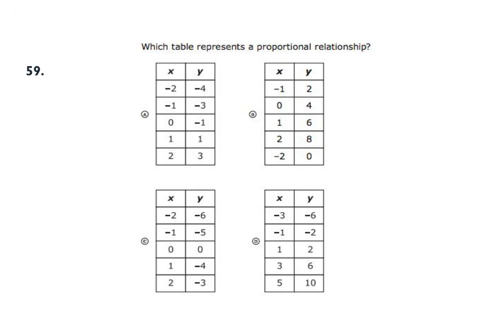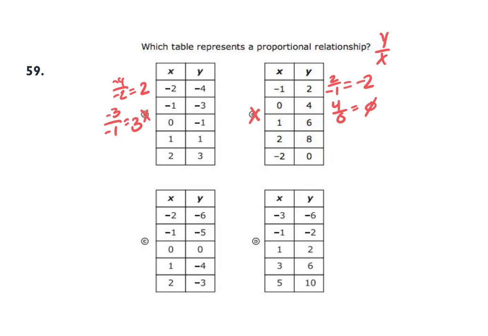Number 59. Which table represents a proportional relationship? So for it to be a proportional relationship, all of them have to be the same. So when we do Y over X, they are all equal. So looking at the first one, -4 divided by -2 gives me +2. -3 divided by -1 gives me 3. Right here, I know A is not proportional. Okay, go to B. 2 divided by -1 gives me -2. 4 divided by 0 gives me 0. Nope, not proportional. So I'm going to mark that one out.